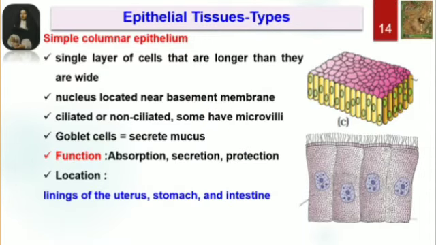When we talk about simple columnar epithelium, there is a single layer of cells that are longer than they are wide. They are long, tall, pillar-like. That's why they are called columnar. The nucleus is located near the basement membrane. They may be ciliated or non-ciliated, and some have microvilli. For example, we find goblet cells which secrete mucus. It can be glandular as well. So the function can be absorption, secretion, and protection. The location is the lining of the uterus, stomach, and intestine.